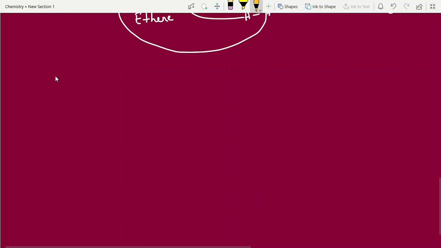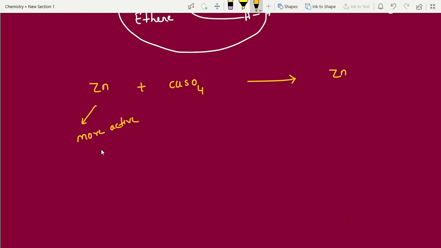Okay. Now next one. I am giving a little tricky question now. This is one of the frequently asked questions. Zn plus copper sulfate finally gives rise to this combination. Zn displaces copper. Actually, more points are there, students. This is a more active metal. A more active metal displaces a less active metal. This point we are going to learn when we are in electrochemistry in second year.